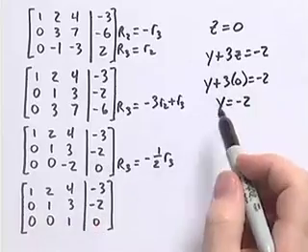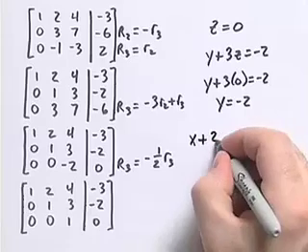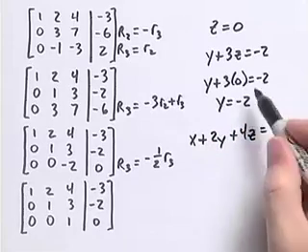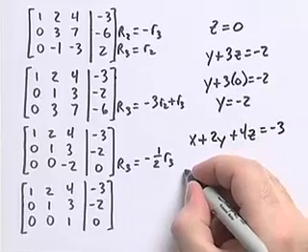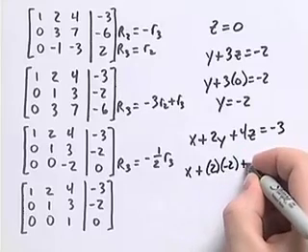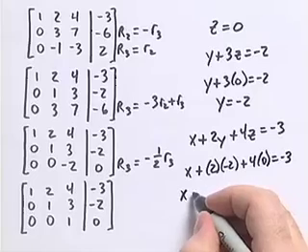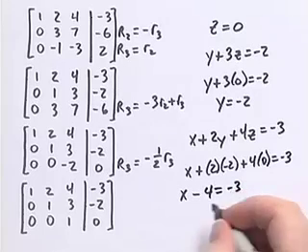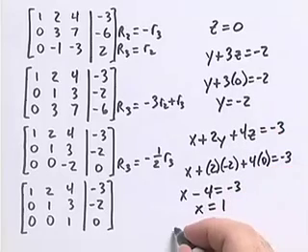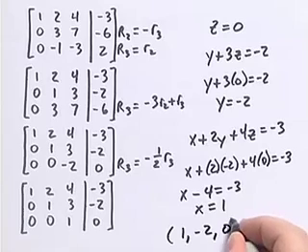We know z and y now. This first row in our matrix gives us the equation x plus 2y plus 4z equals negative 3. Plug in our values for y and z. Get x plus 2 times negative 2 plus 4 times 0 equals negative 3. So that gives us x minus 4 equals negative 3, or x is equal to 1. Now we know the values for x, y, and z, which gives us our ordered triple solution: 1, negative 2, 0.